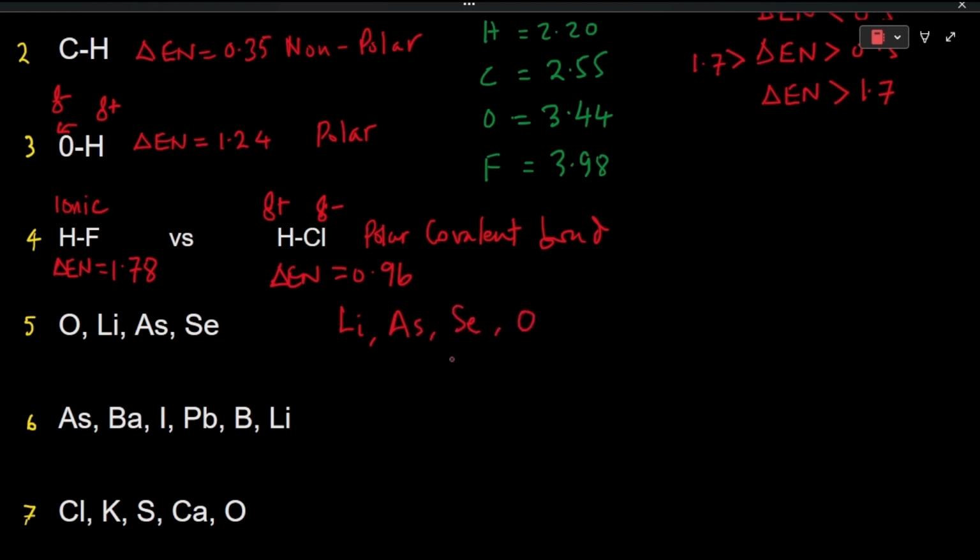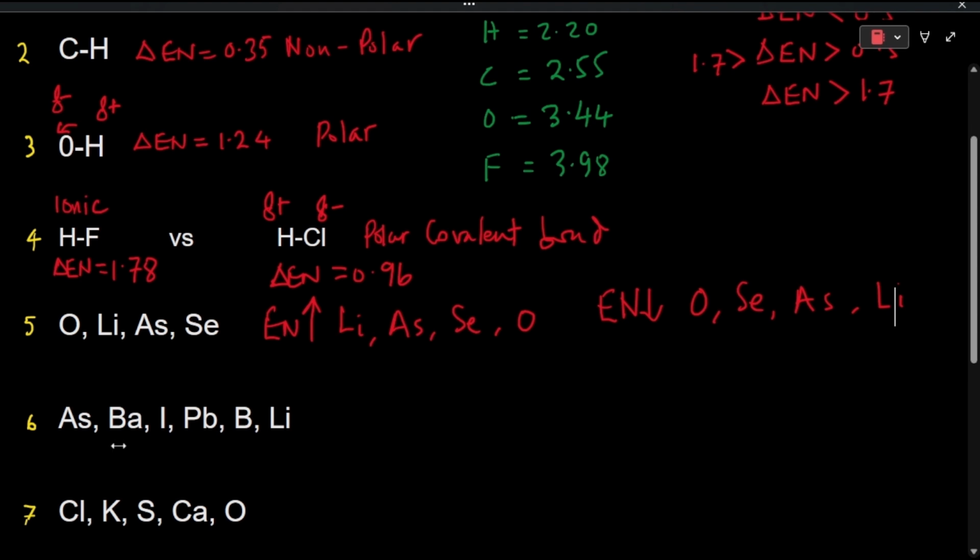Now, if we were asked to put them in order of decreasing electronegativity value, then the opposite order would have been the case. And so this is in the order of increasing electronegativity value. If we were asked to put them in order of decreasing electronegativity value, then the order would have been oxygen, selenium, arsenic, lithium.